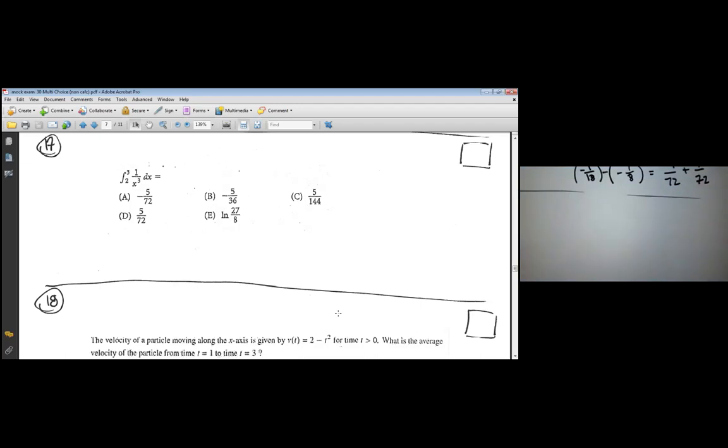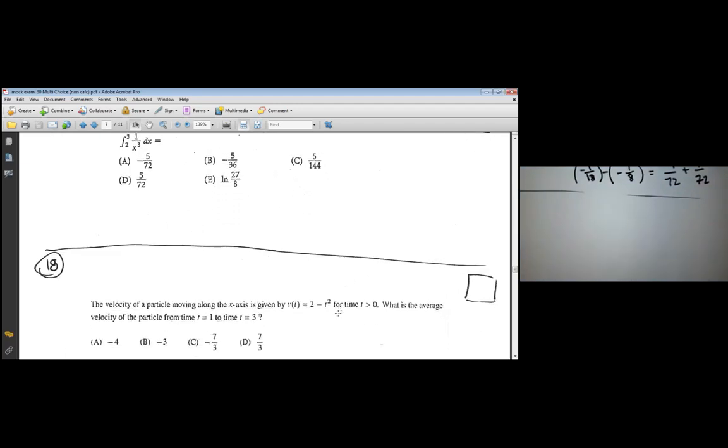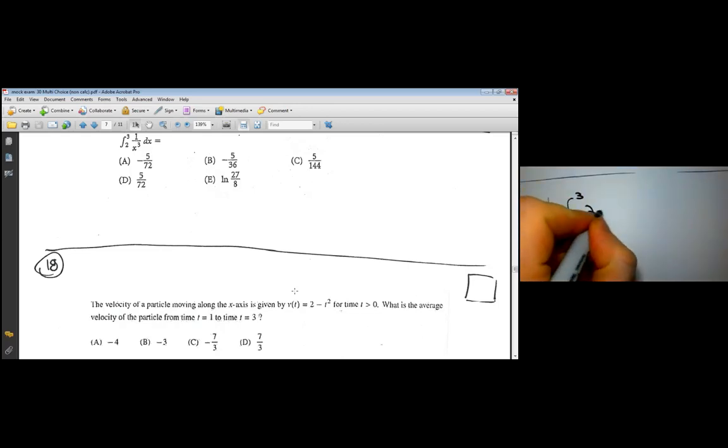Okay, let's take a look at 18. Velocity of a particle moving along the x is given by this. So we have velocity. What's the average velocity? So this sounds like average value to me. So we have a formula for velocity. I'm going to go with, it's from 1 to 3. So 1 over 3 minus 1, which is 1/2, times the result of the integral of 2 minus t squared dt. So that's your average value formula.